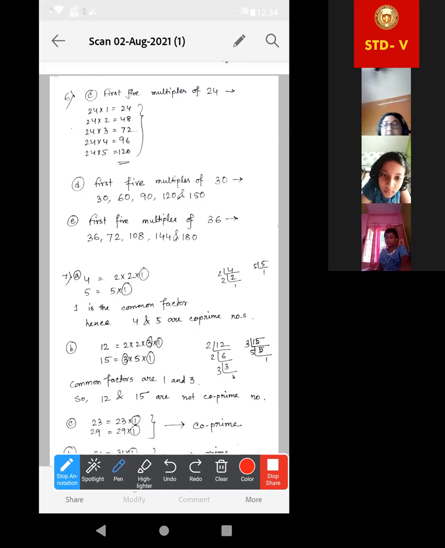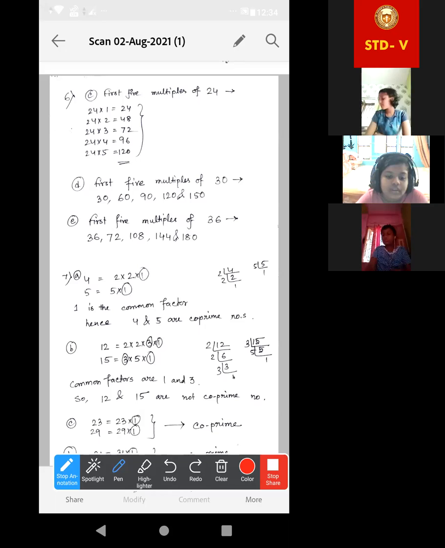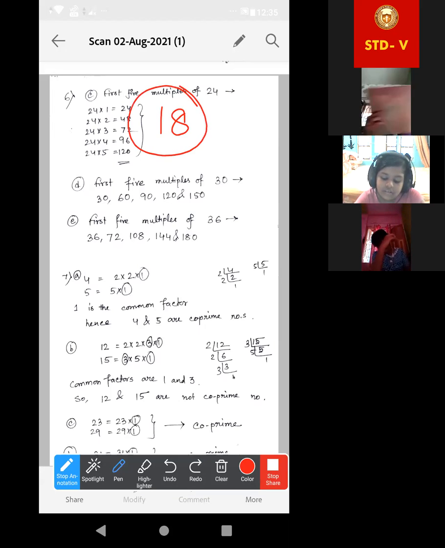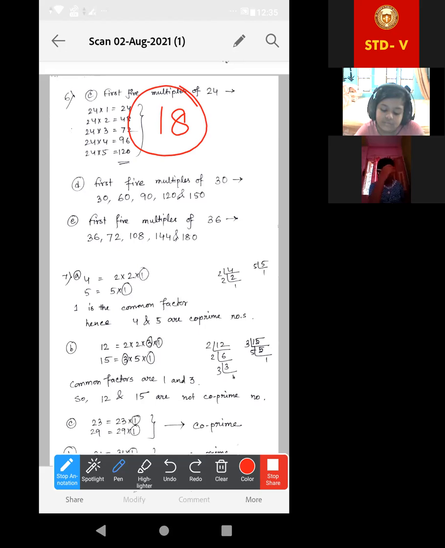Acha, now question number 6. Multiple is given. Basically, multiple was done in the first chapter. Suppose multiple of 18. Then basically, those numbers which 18 divides are called multiples. This is the definition.